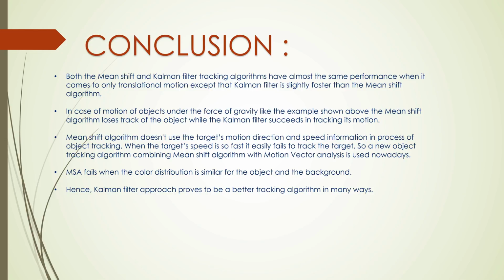The mean shift algorithm also fails when the color distribution is similar for the object and the background in the tracking surrounding. This is because the color histogram is what is used by the MSA to track an object. So when the color distribution is the same, the correspondence of the image object to be tracked in the image cannot be done properly. Hence, the Kalman filter approach proves to be a better tracking algorithm in many ways.